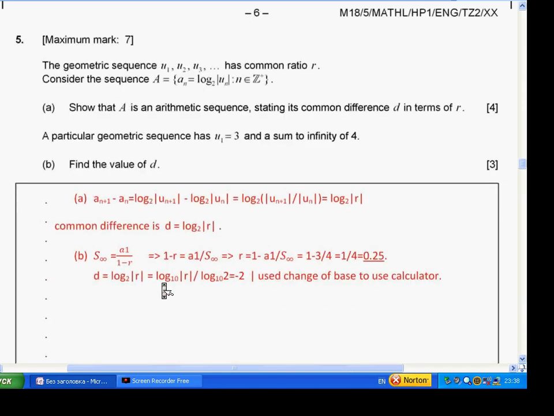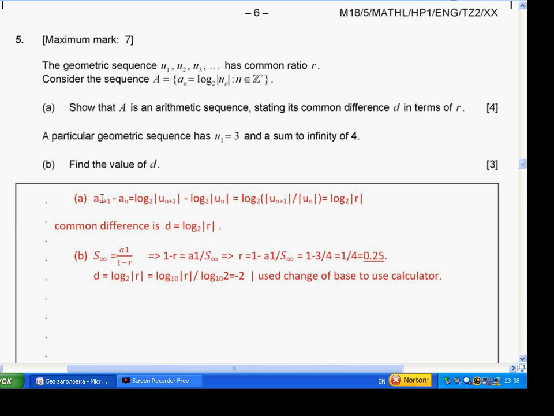Question 5. We're given a geometric sequence, and we should consider a sequence whose elements are based on the geometric sequence. Show that the new sequence is an arithmetic sequence. State the common difference in terms of r.